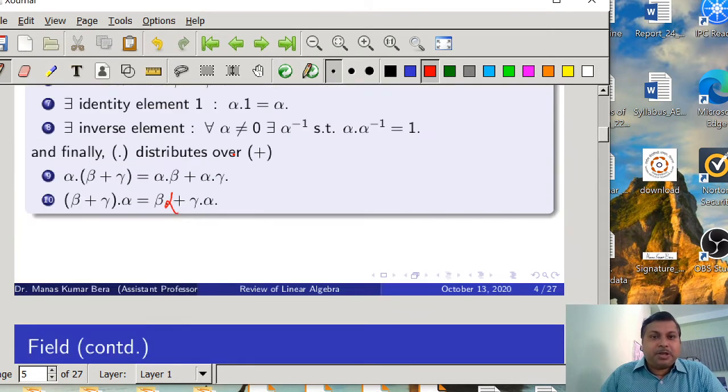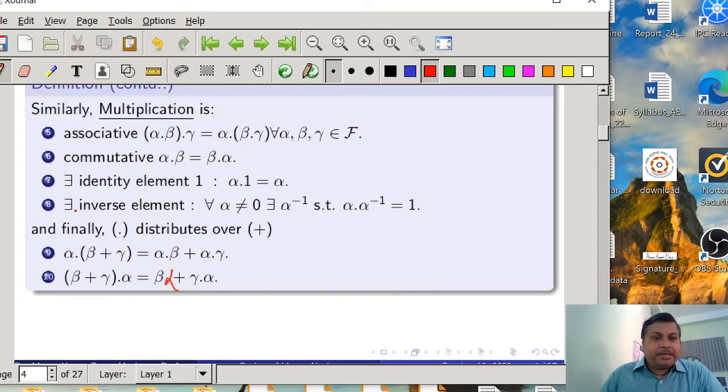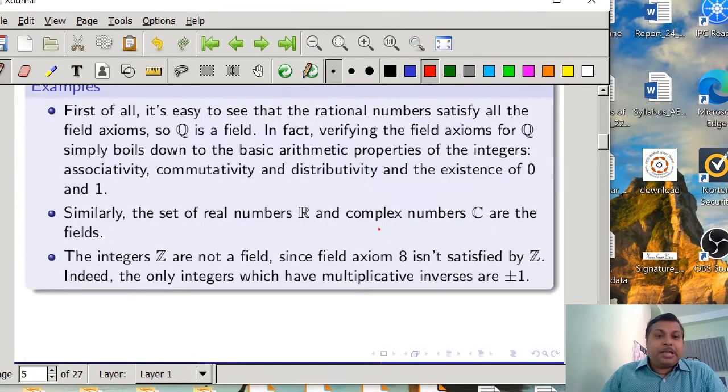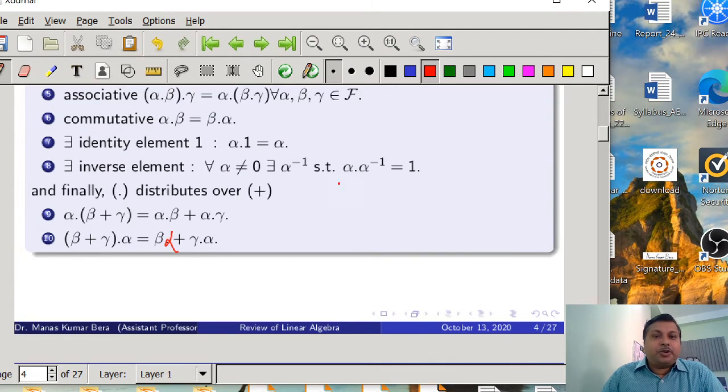What is axiom 8? Axiom 8 tells us that there exists an inverse element, that is, for all values of alpha there must exist 1 by alpha such that alpha into 1 by alpha is equal to 1. Suppose we take the integer 2, but 1 by 2 is not an integer, so this property is not going to be satisfied.